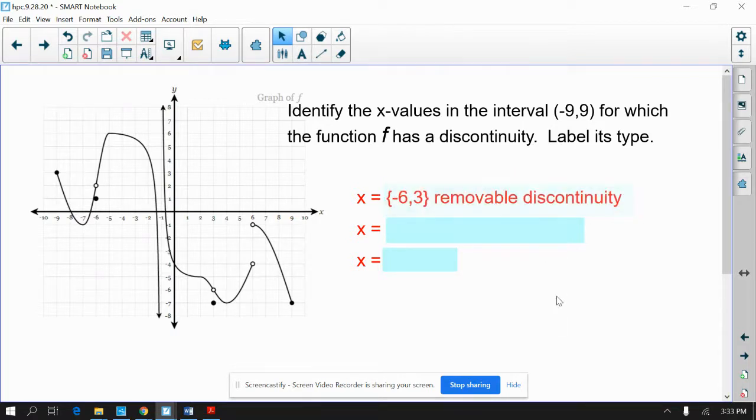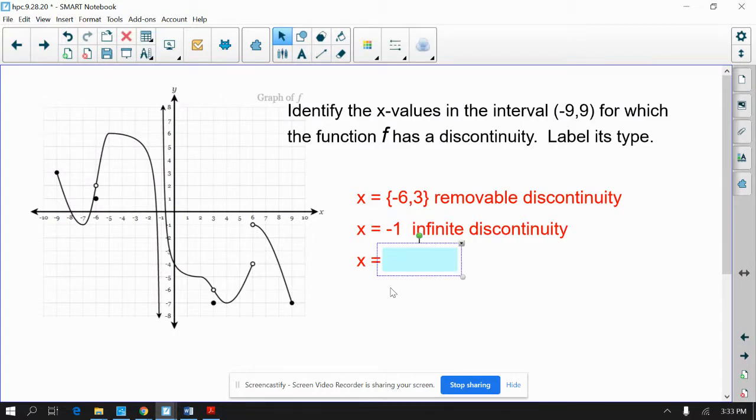Well, come on. -6 and 3 are points of discontinuity. They are removable discontinuities, so holes. X equals -1 is an infinite discontinuity. That's always a vertical asymptote. And the final one, x equals 6, is a jump. This looks like there are only 3 y values separating these two pieces, but these two pieces are separated by an infinite amount of y values.